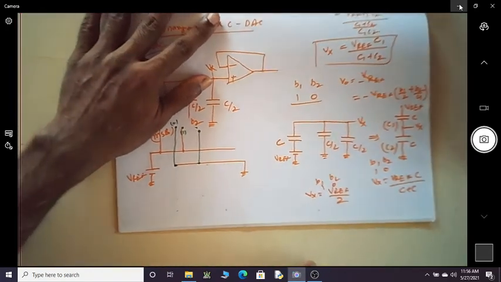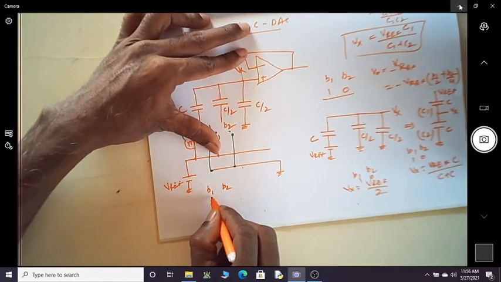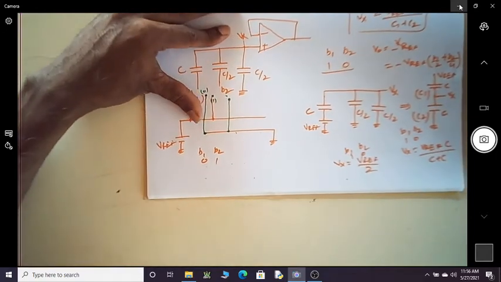So let us try to see what is the equivalent circuit when B1, B2 is 0, 1.